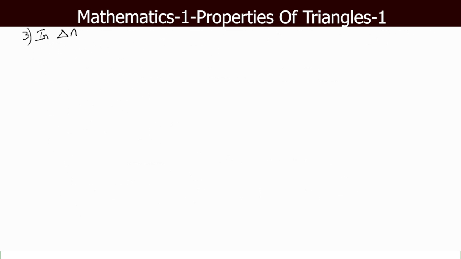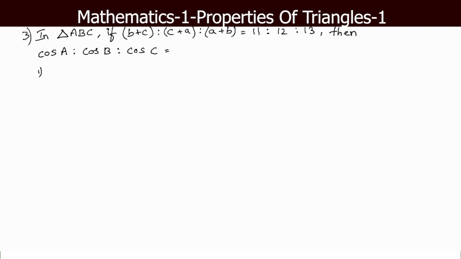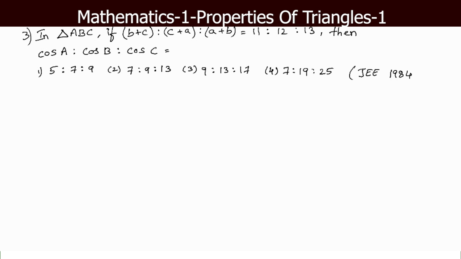So, third problem. In triangle ABC, if (b plus c) is to (c plus a) is to (a plus b), where a, b, c are the sides, is equal to 11:12:13, then cos A is to cos B is to cos C is equal to 5:7:9, 7:9:13, 9:13:17, and 7:19:25. This is JEE 1984.